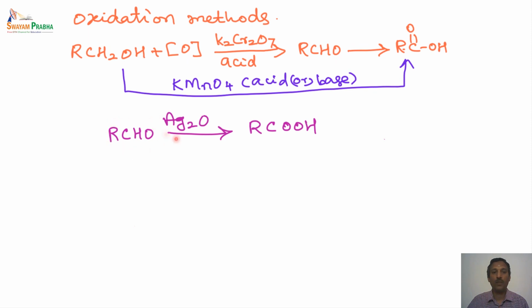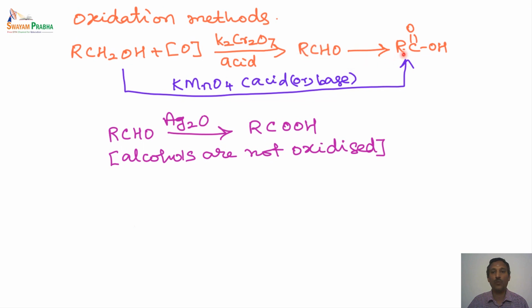An alcohol can be oxidized to a carboxylic acid using silver oxide. These are milder conditions, because in this particular case the primary alcohols are not at all oxidized. So if we have to selectively oxidize an aldehyde group to a carboxylic acid group as shown here, we can use the silver oxide method. This is a milder oxidizing condition compared to the potassium dichromate or potassium permanganate oxidizing conditions.